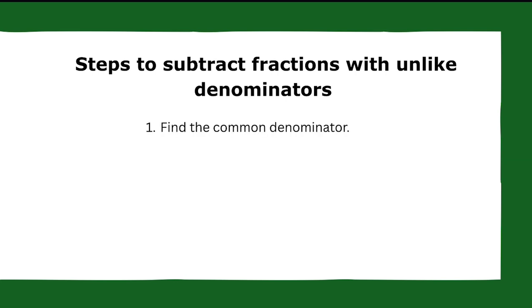The first thing you want to do is find the common denominator. So if you're given two numbers like 5 and 6, you want to see what number they commonly share together. Those two numbers share 30, for example.